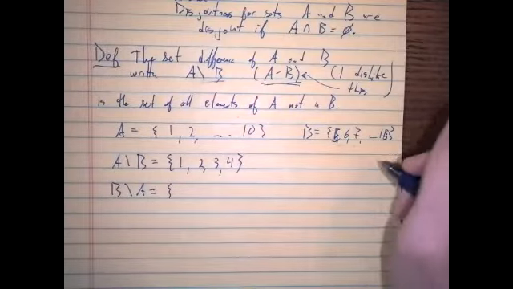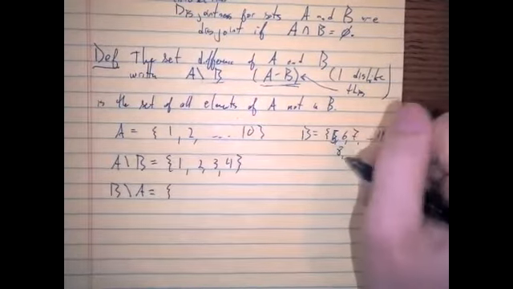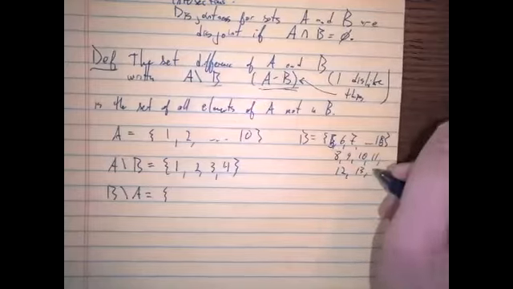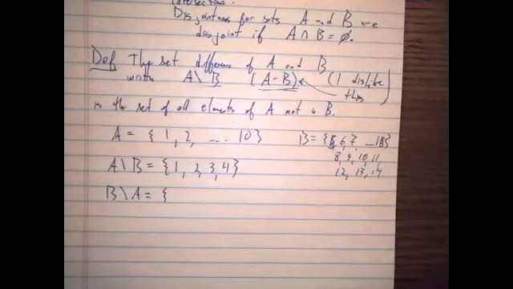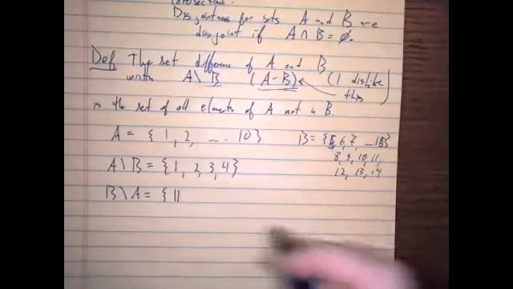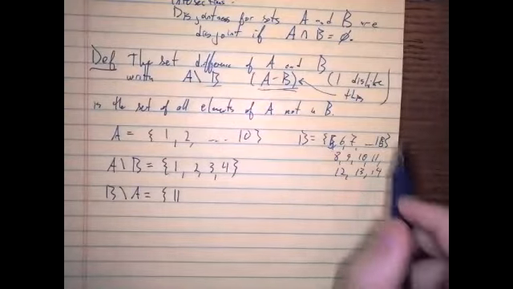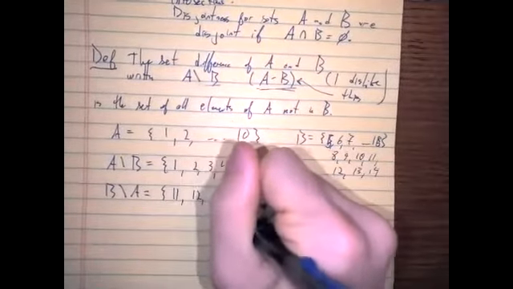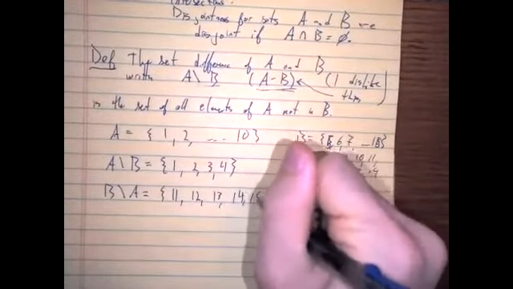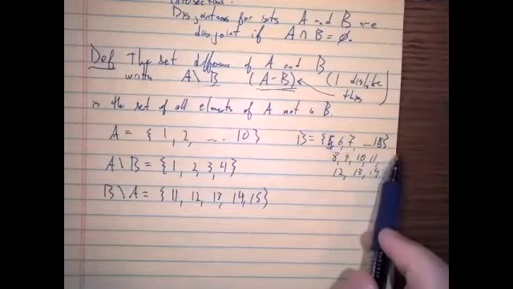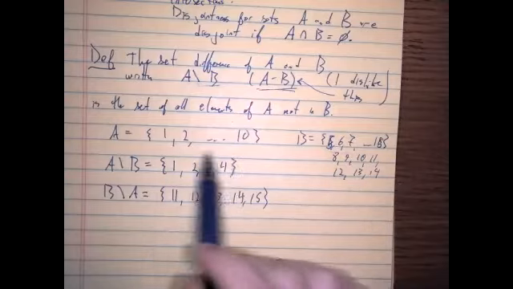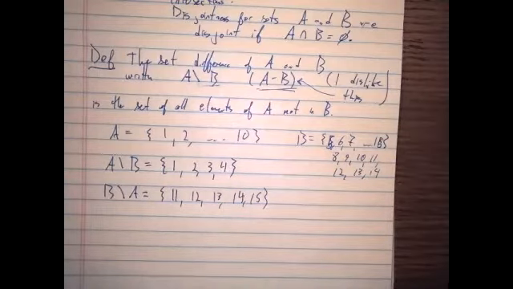Maybe I should write more clearly. 7, 8, 9, 10, 11, 12, 13, 14, 15. Yeah, it'll be 11 to 15. Sorry, maybe this came from me writing out these things really poorly, but here it'll be 11, 12, 13, 14, and 15. I take precisely the elements of B which do not appear in A. So 5, 6, 7, 8, 9, 10 all appear in A, so those get tossed out, and then this is what's left over.